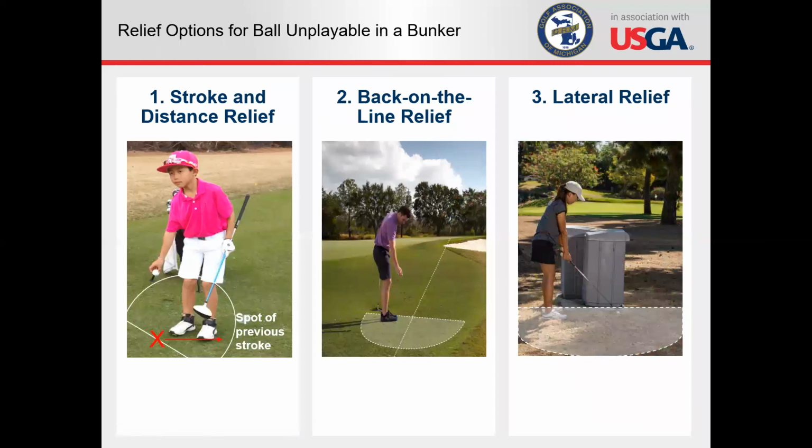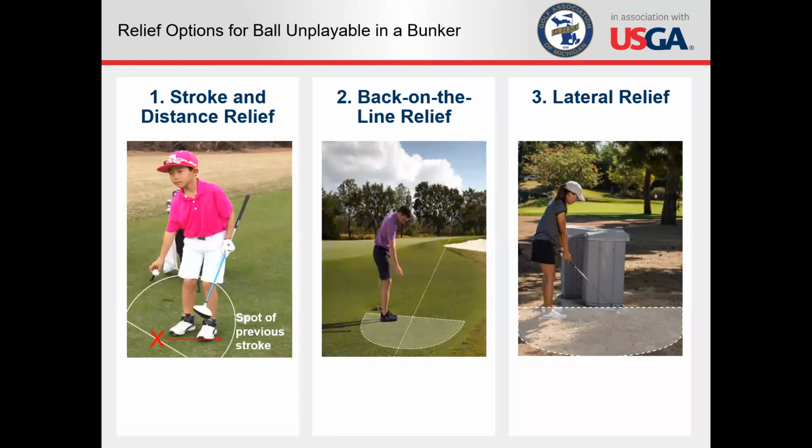So when your ball's in a bunker, we're going to talk specifically about a bunker here. You've got stroke and distance here. You can go back to where you last played from. And a lot of times this is going to be outside the bunker, but you can see here that X is where we last played from. And we've got 1 club length in either direction in which for us to drop. And so that stroke and distance relief area is going to be the same regardless of the rule in which we're taking relief from. So we saw it previously with the penalty areas. Now we're seeing it here with the unplayable ball.